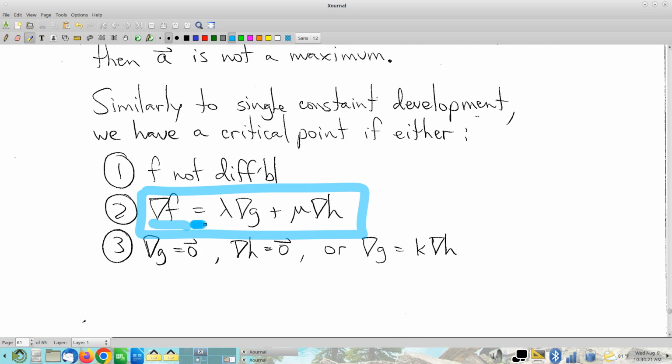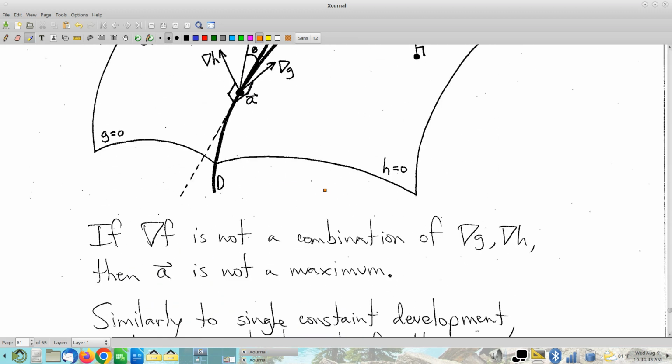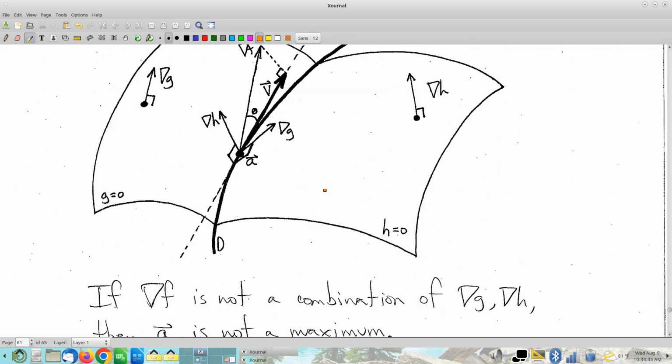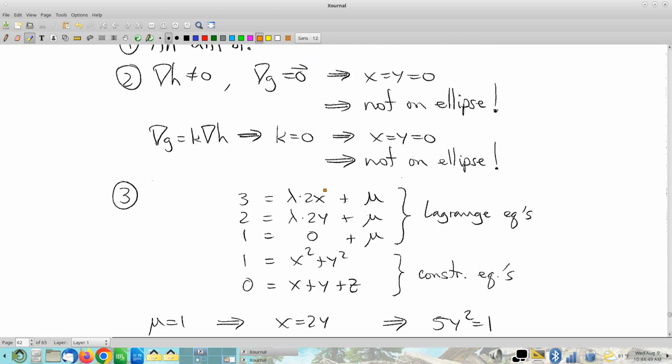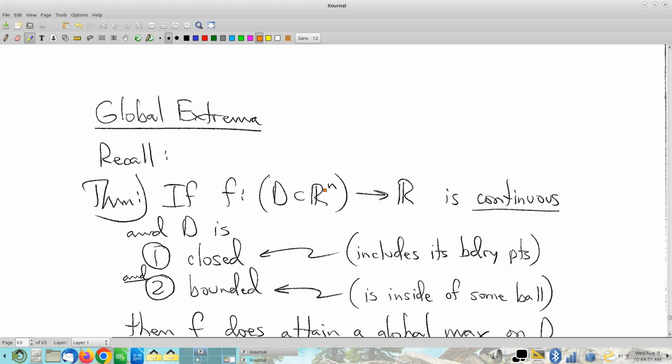Instead of the gradient of f being a multiple of the gradient of g, you just add an extra term to acknowledge that not only do you have a first constraint gradient, but there's also a second constraint, and thus also a second constraint gradient. That's just how the geometry happens to work out in this case. If you want to look at this picture up here and think it through, that's great, but you're not required. It's not part of Math 212, so we're going to skip that and the example.